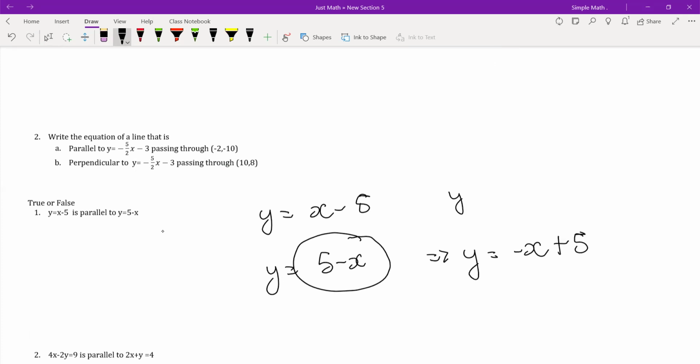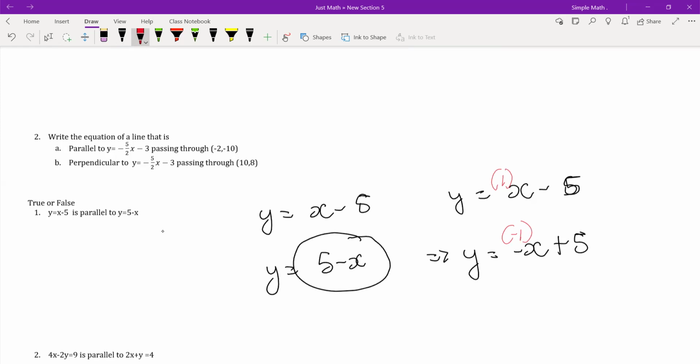We still have y equals x minus 5. Now, are they the same? No, they're not the same. They're not parallel. Why? Because the coefficients of x are not the same. The coefficient of x here is 1, but the coefficient of x here is -1. So these two are not the same in any way. They're not parallel. Are they parallel? No.